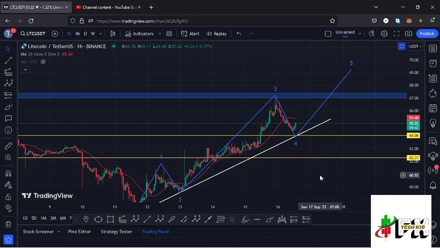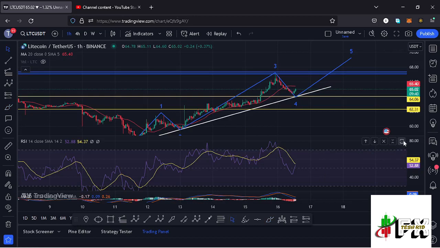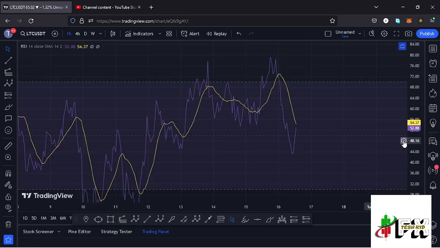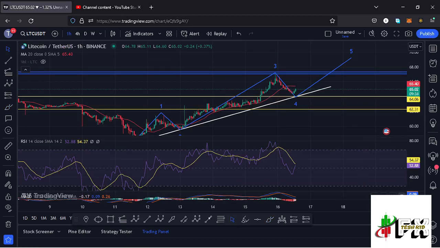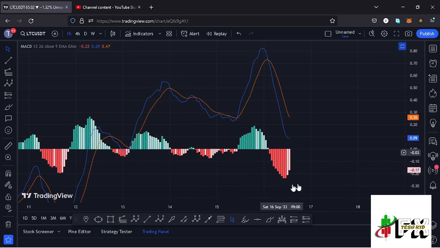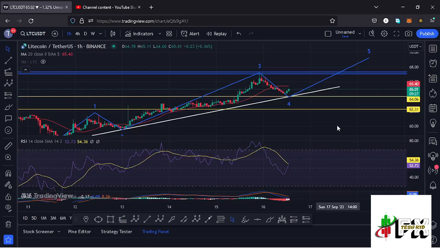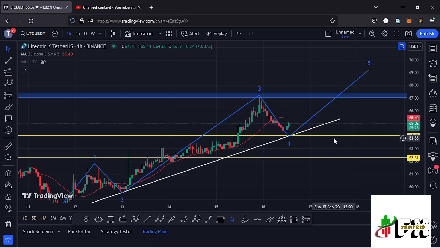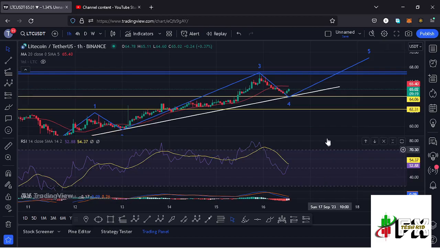Also, taking a look at the indicators, on the RSI we are trading at around the 52 mark, fully supporting higher prices. On the MACD, we have been able to print a bearish cross, though we are seeing a sharp decrease in the selling momentum, suggesting that soon we might be able to print a bullish cross. So let's be patient and see how that plays out, and I will be keeping you up to date.